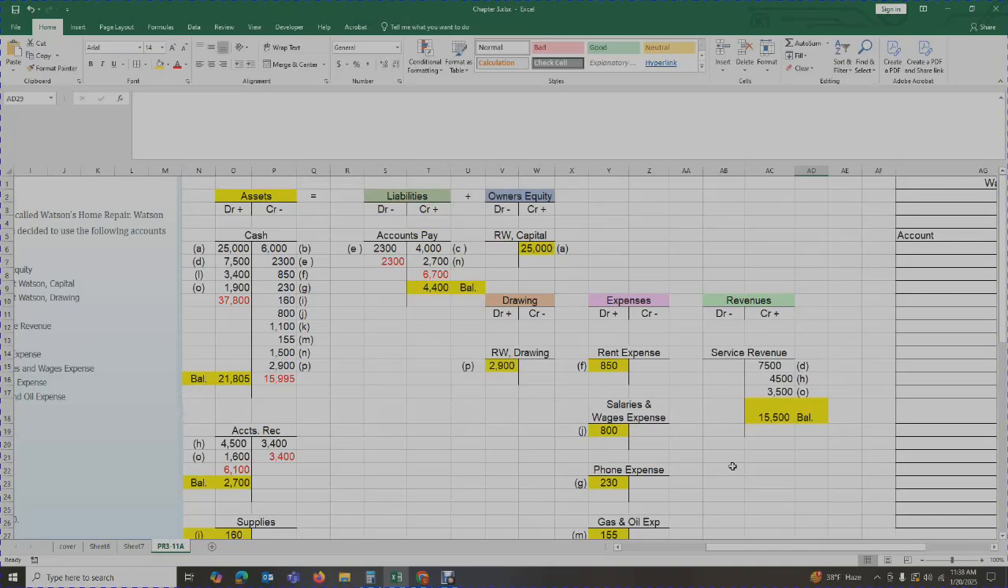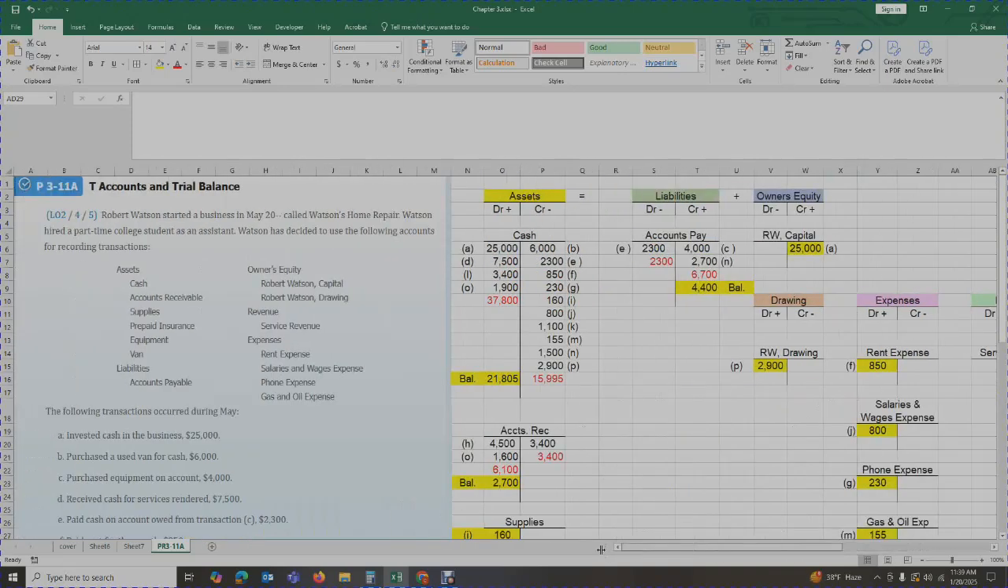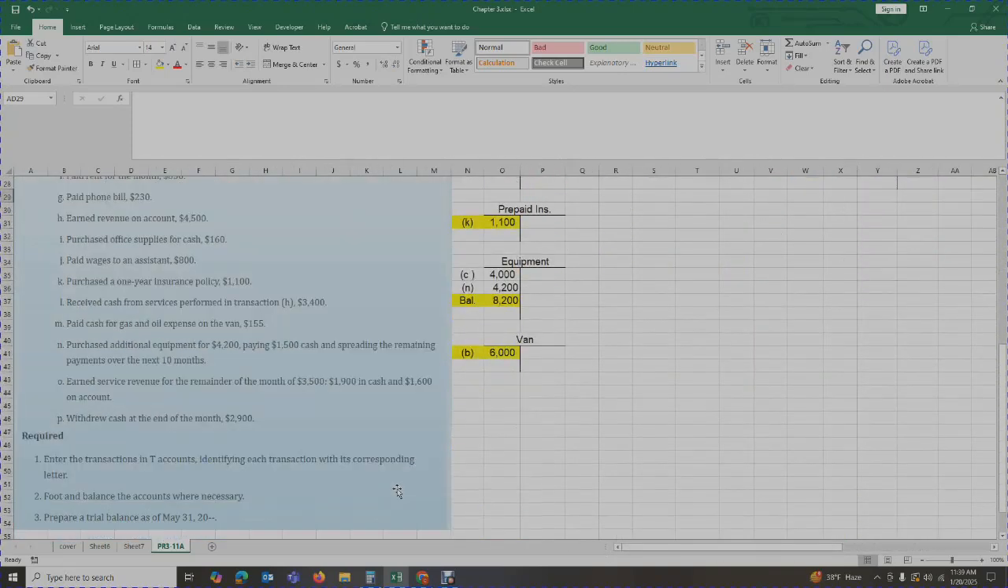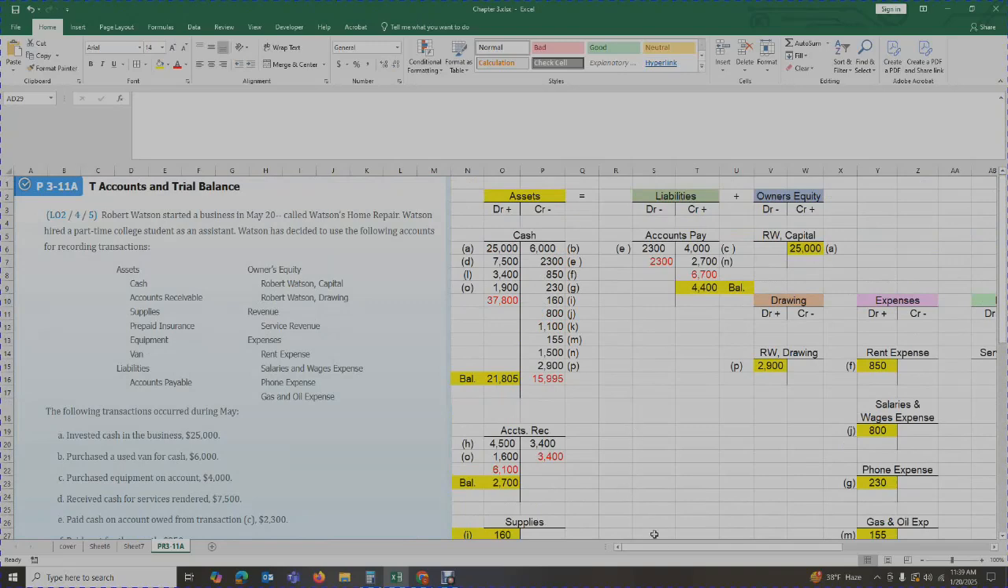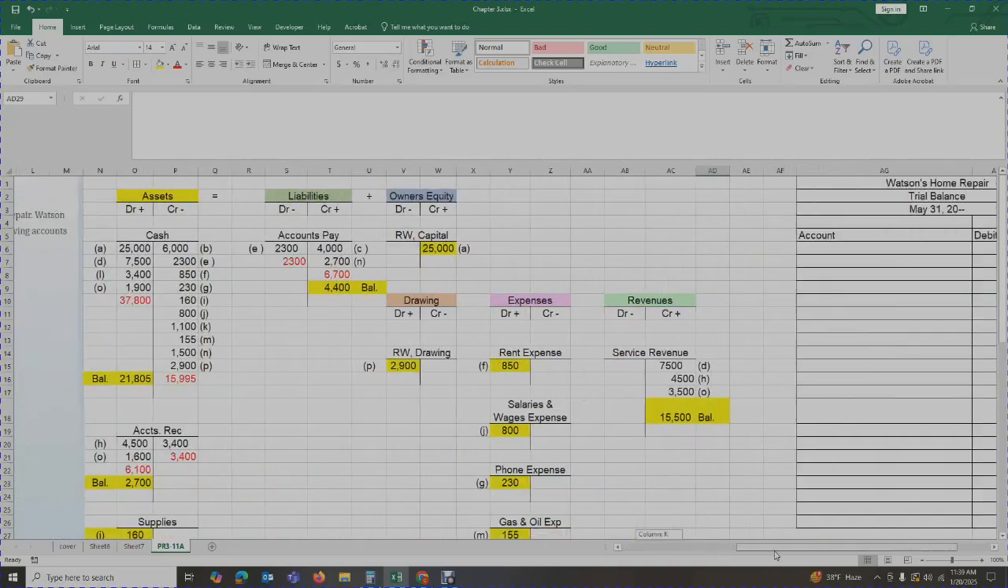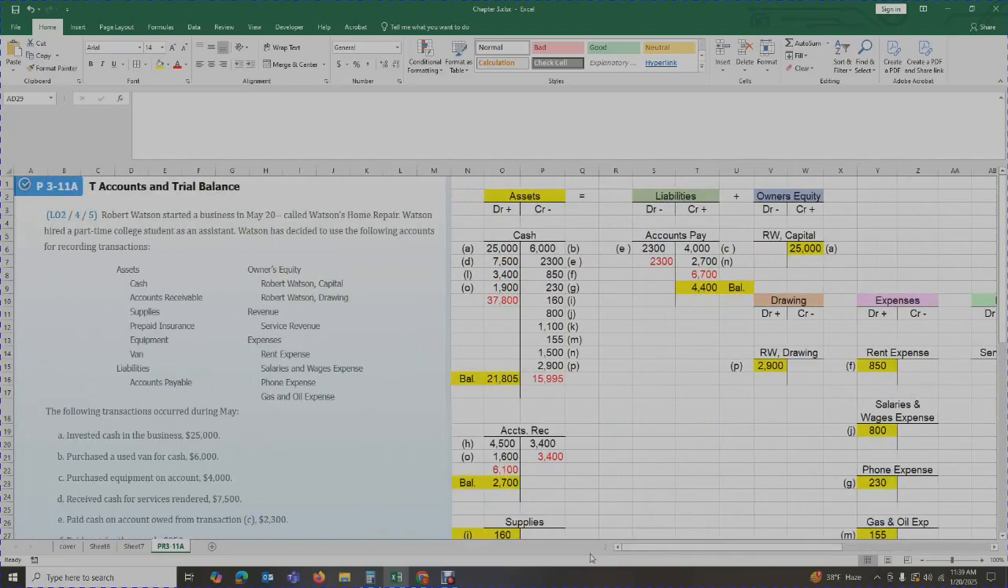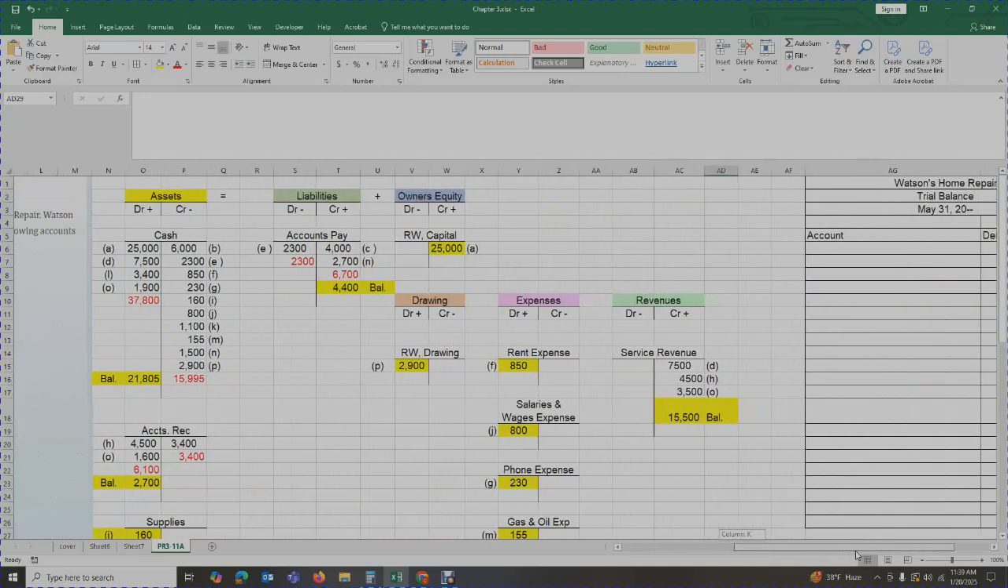So now we have entered all of the transactions into the T accounts. We footed and balanced each of the accounts, and now we are ready to do the last part, which is to prepare a trial balance as of May the 31st. If you did all of your T accounts correct, then you shouldn't have any problems. So we're going to bring in the accounts in the order listed: assets, liabilities, and then owner's equity. So we're going to bring in all of our asset accounts.